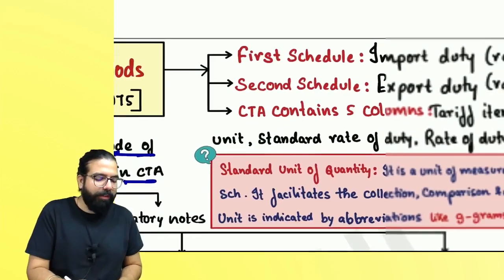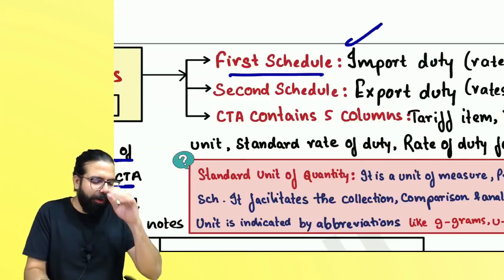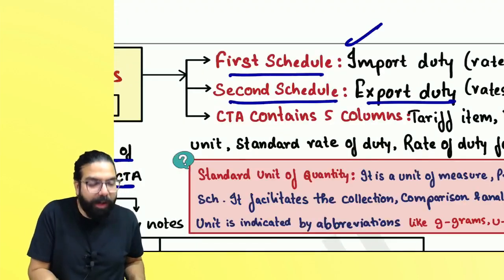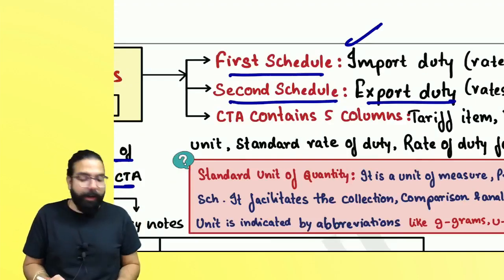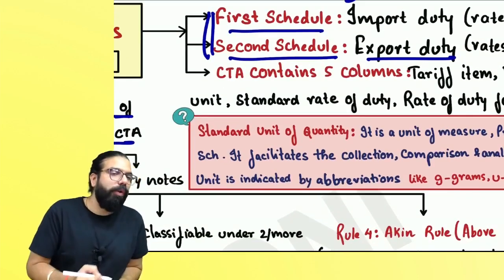act. Baba, when you go to the custom tariff act, you have the first schedule which gives you import duty rate, the second schedule which goes ahead and gives you the export duty rate. Always remember, first schedule goes ahead and contains.